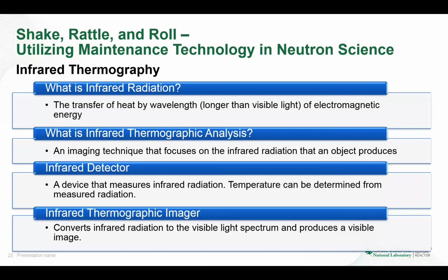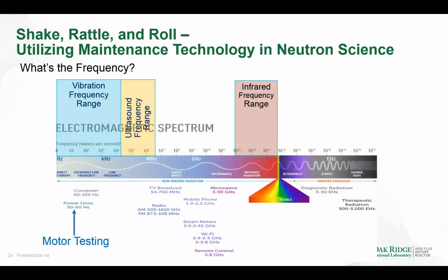My next topic is infrared. Basically, infrared is transfer of heat by wavelength that is a little bit longer than visible light in the electromagnetic energy spectrum. Infrared analysis is the imaging technique that focuses on the infrared radiation an object produces. The infrared detector is a device that measures infrared radiation, and then temperature can be determined based on that measured radiation. And the infrared imager converts the infrared radiation to a visible light spectrum, to convert something you can't see to something you can see, and it produces a visible image.